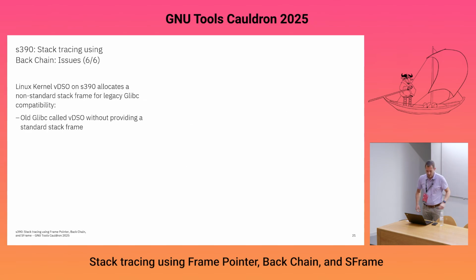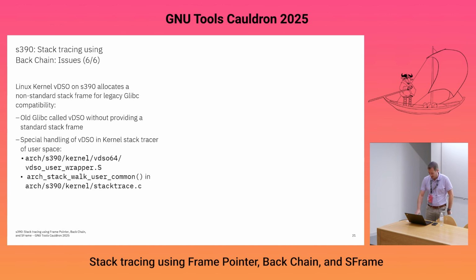The Linux kernel VDSO on s390 allocates a non-standard stack frame for legacy Glibc compatibility. Old Glibc called VDSO without providing a standard stack frame. This means a stack tracer needs special handling for this non-standard stack frame in VDSO, as can be seen in the kernel stack tracer. And what basically prevents us from using backchain is that no major distribution compiles user space with mbackchain.